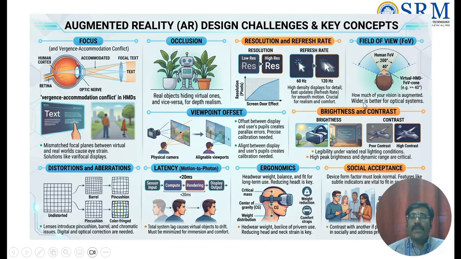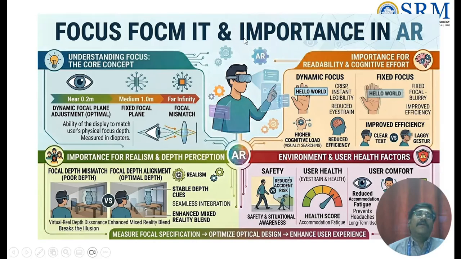The field of view is how much of your vision is augmented; wider is better for the optical system. And viewpoint offset: the conflict between the physical camera, the human eye, and the virtual to the real world is called viewpoint offset. And brightness and contrast: for legibility under varied real lighting conditions, high peak brightness and dynamic range are crucial. And for distortion and latency, each one of them is going to be studied in detail in various class hours. One is focus, which is of high importance in AR.